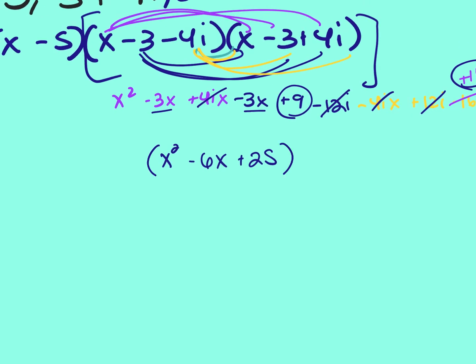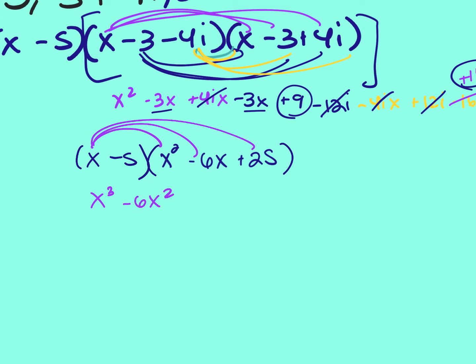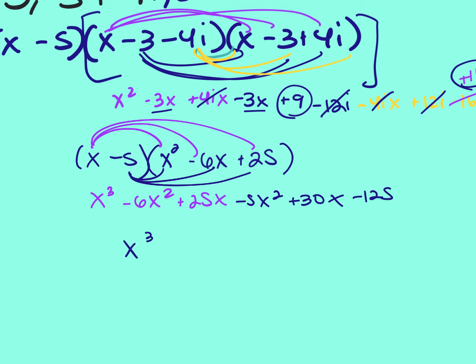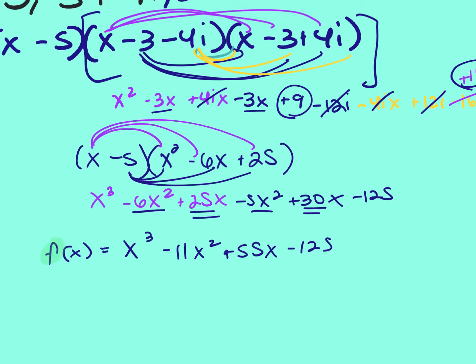Don't forget to bring down the x minus 5. Then I multiply: x to the third, negative 6x squared, positive 25x, negative 5x squared, positive 30x, negative 125. So x to the third, minus 11x squared, plus 55x, minus 125. Be really, really careful. It's super easy to make a mistake on those just because there's a lot of steps and a lot of sign changes.